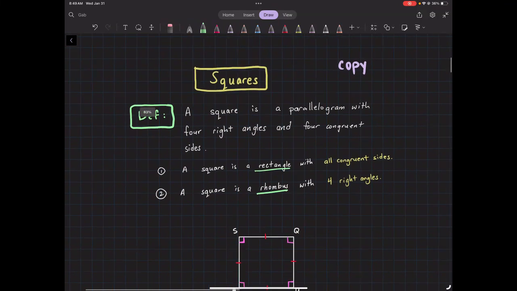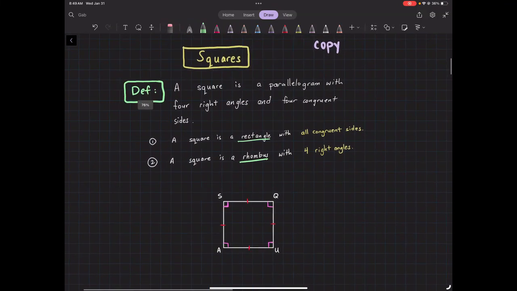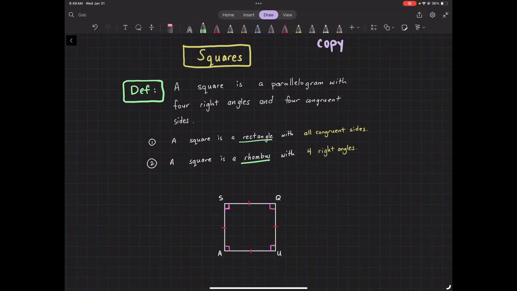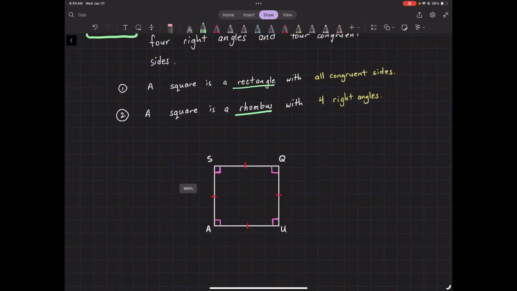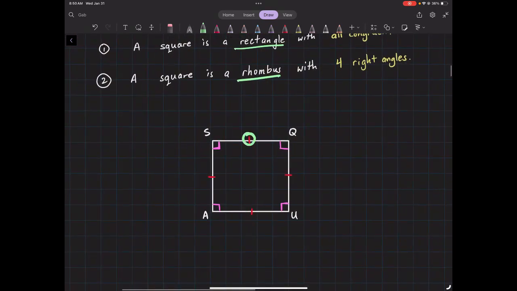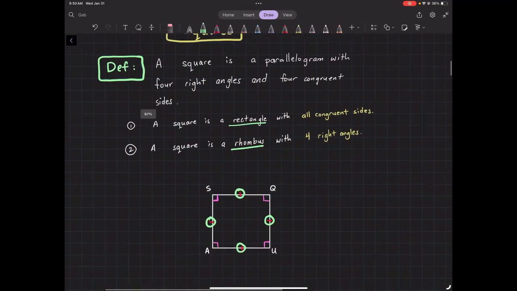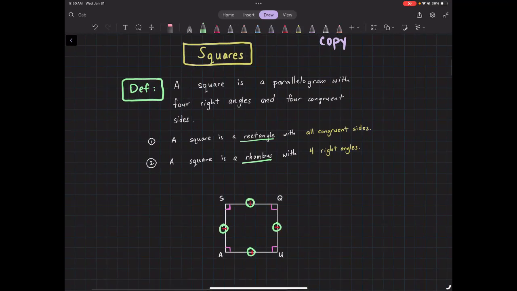Okay, so that goes on to the next one, which is a square. Square is basically a rectangle, right? But for a square, all of the sides have to be congruent with the four right angles. Okay, and for the definition, copy it down just in case, because a lot of times when you do a problem, you need to go back and look at this definition, even though you think you know it.